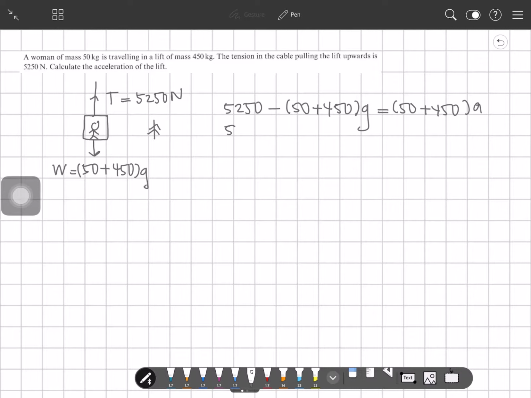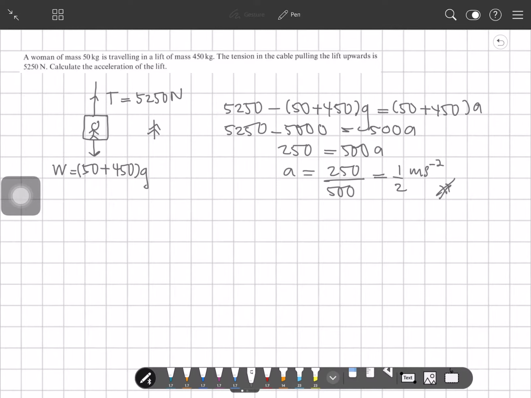Simplifying the equation, we will have 5250 minus (50 plus 450) multiplied by 10, which is 5000, equal to 500a. So now we have 250 equal to 500 multiplied by acceleration. So acceleration is equal to 250 divided by 500, which is 1/2 meter per second squared.